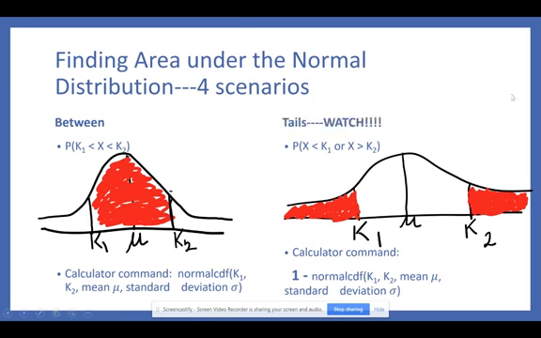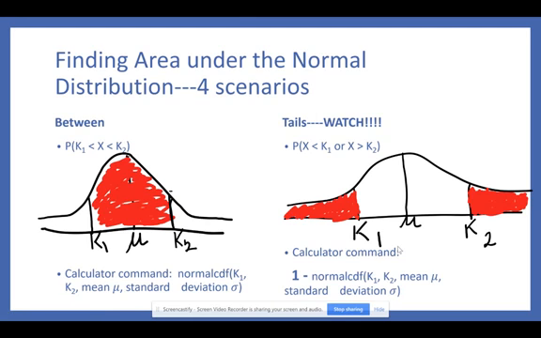The last scenario is called the tails because we're looking for the regions on either end of the distribution. So it's like the tail of a cat or the tail of a dog. We're on the tails. But guys, be careful. This is the one that tends to give students trouble.